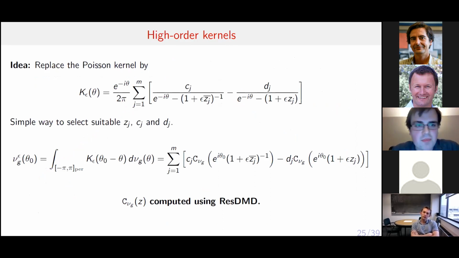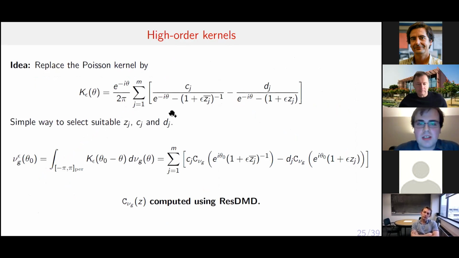And the simple idea is to replace the Poisson kernel by this more general-looking rational kernel. Okay, and there's a simple way to select these Zj and these coefficients here that I won't go into. But the key point is that you have a very similar convolution formula as before, in terms of these generalized Cauchy transforms. And if this kernel satisfies certain properties, you can get much faster rates of convergence. Okay, so we compute these generalized Cauchy transforms using ResDMD as before.